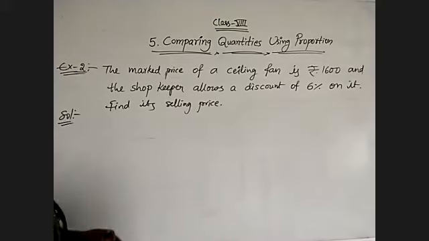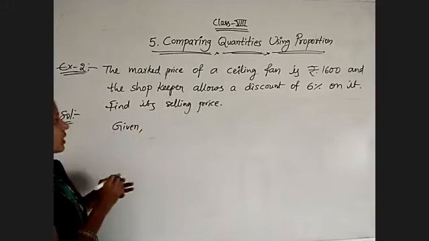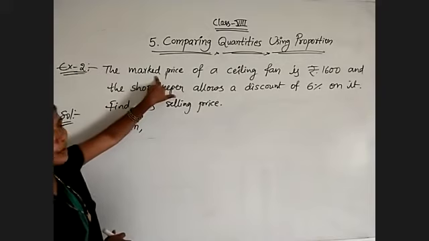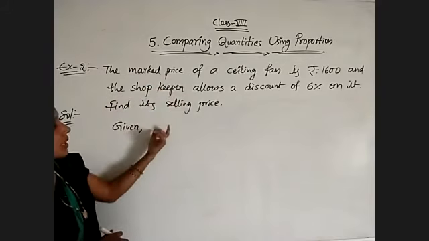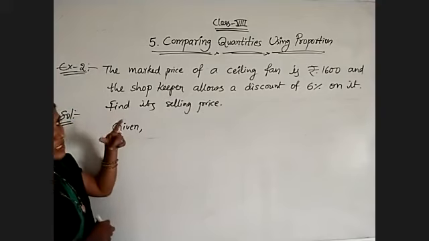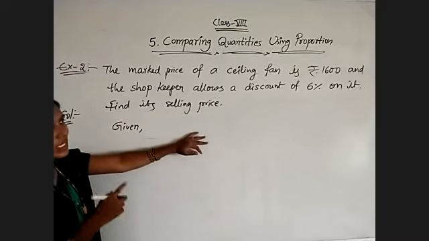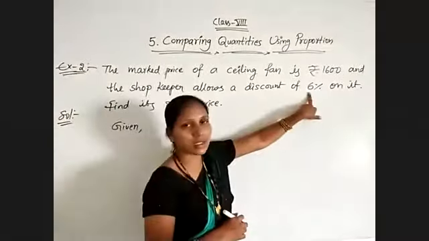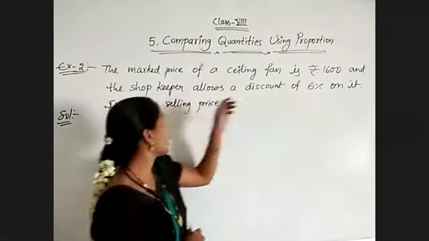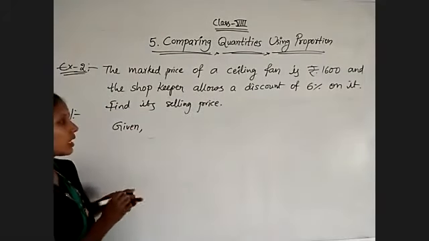Okay, observe the given values. Read the question carefully. Market price of a ceiling fan is 1600 rupees. Means market price MP is given. MP of the fan is equal to 1600. The shopkeeper allows a discount of 6%. Discount percentage is given. Observe the given value is a percentage, not rupees. If rupees were given, that would be the discount amount. On it, find its selling price. SP is what we have to find.